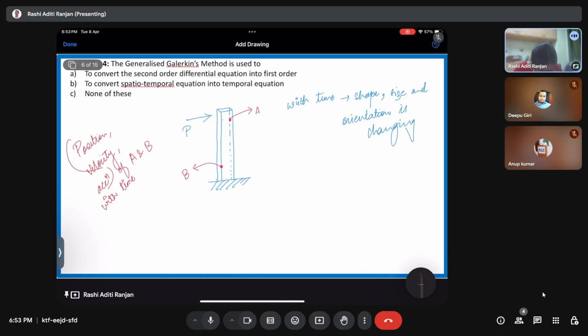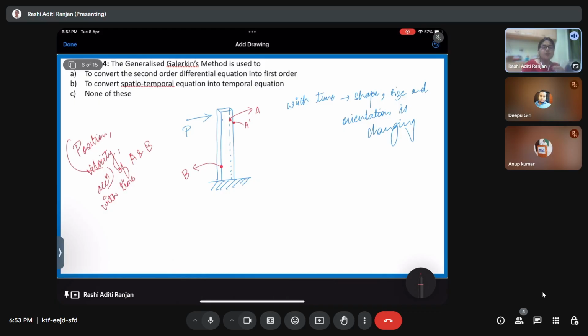If I talk about a point like A dash, which is just in front of the point A, the kinetic energy at A dash is also different with respect to the kinetic energy at point A. Why? Because there is change in shape, size, and orientation. Right.